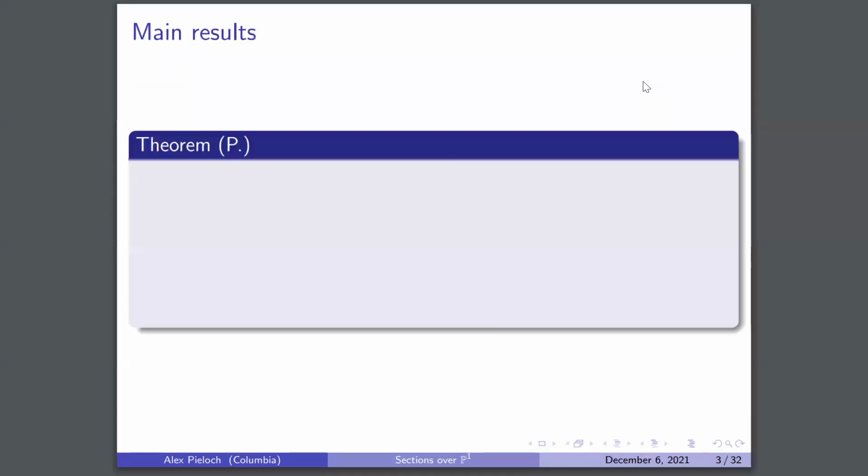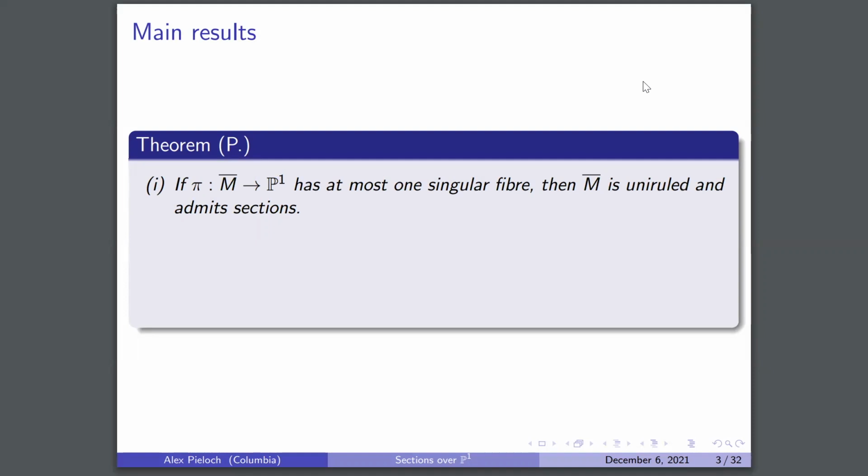So the result that I want to talk to you about is a constraint on the actual complex geometry of these families when they have very few singular fibers. There are two parts to this theorem. The first states that if one of these families has at most one singular fiber, so either the morphism is completely smooth or there's a singular fiber over infinity, then this total space M bar is uniruled. That is, through every single point in the space, we can find a non-constant rational curve passing through it. And moreover, this map also admits an algebraic section.